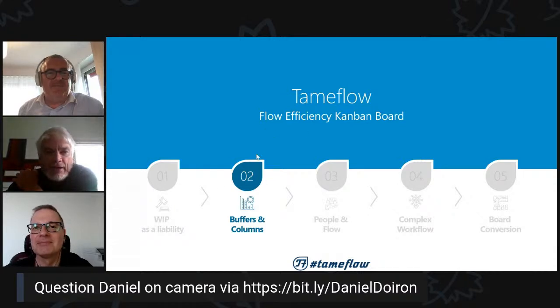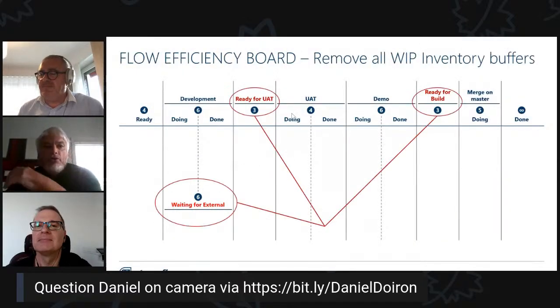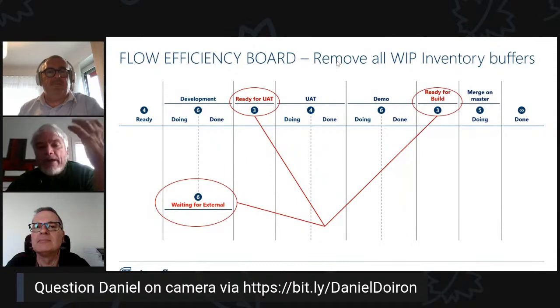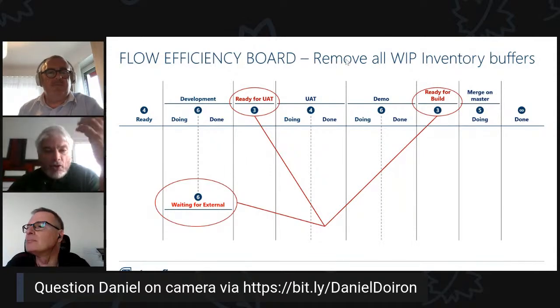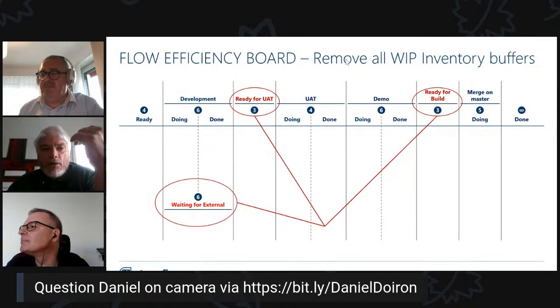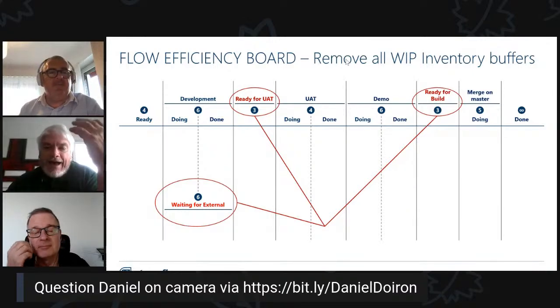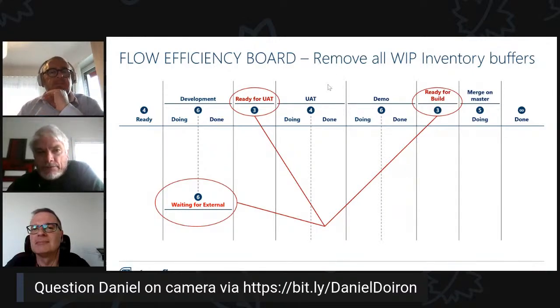So now we get into the TameFlow, the traditional Kanban board with buffers and columns. So you see, on traditional Kanban boards, you've got ready for UAT, ready for build, waiting for externals. These are all WIP parking spaces and places where wait time can basically go for a nice boost. Wait time is not good, and increasing WIP is not good, but traditional Kanban boards have WIP buffers, which is not in line with reducing wait time.